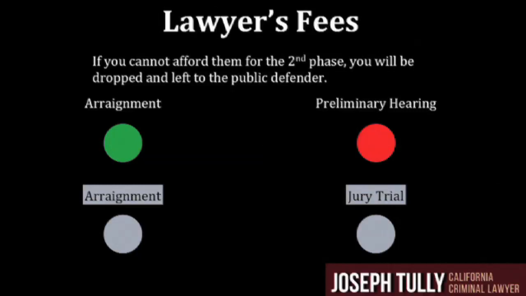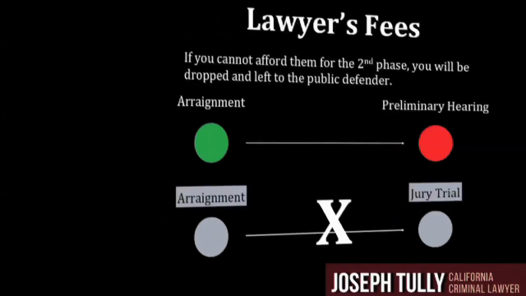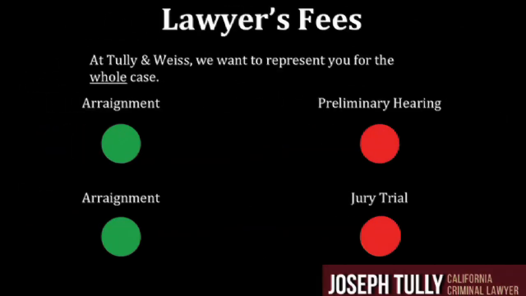And then if you don't have money to hire them for the jury trial, then you're back with the public defender after having spent money with a private attorney. And you lose your attorney and everything that you've worked up, your relationship, your defense. If you can't hire them for the second phase, you've lost all of that. And in that situation where you can't afford a private attorney for the second phase, you're left with the public defender. I've never thought that was fair, personally.